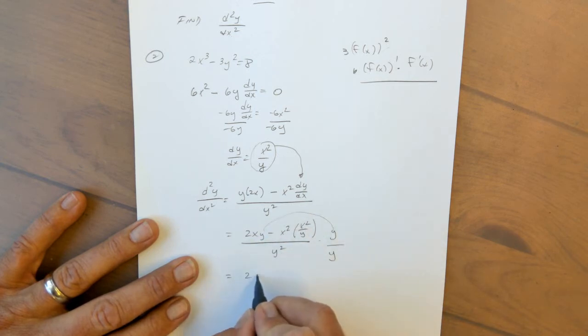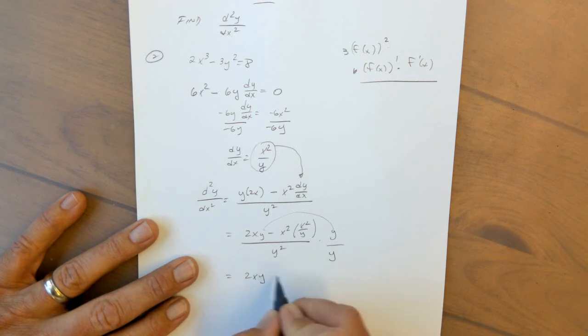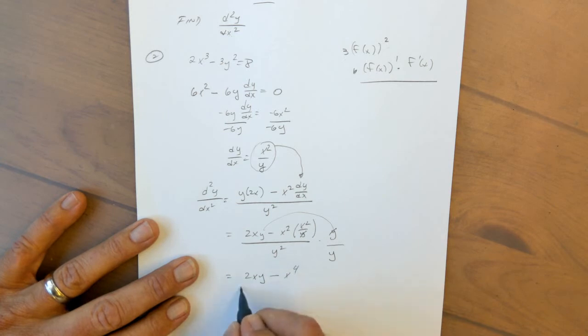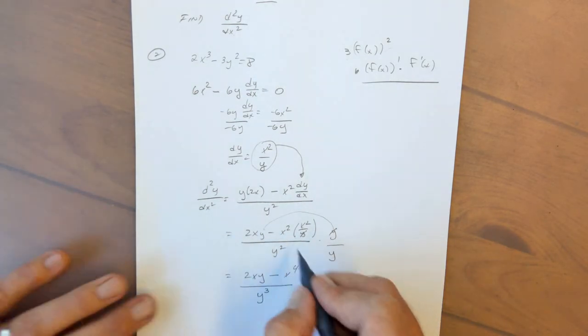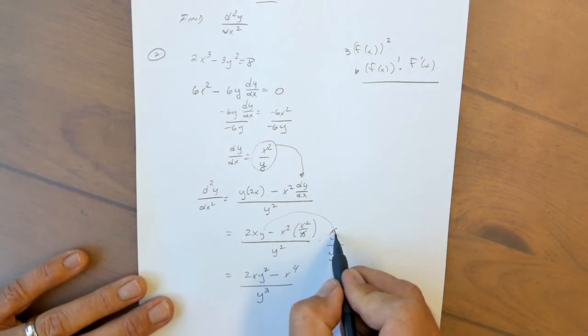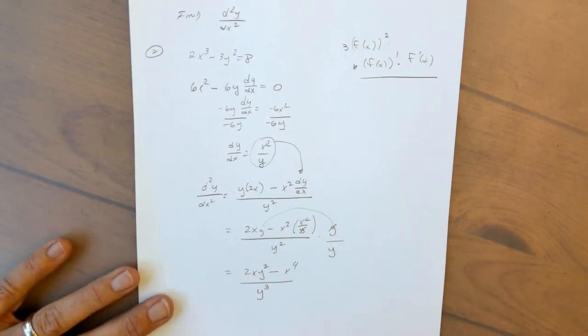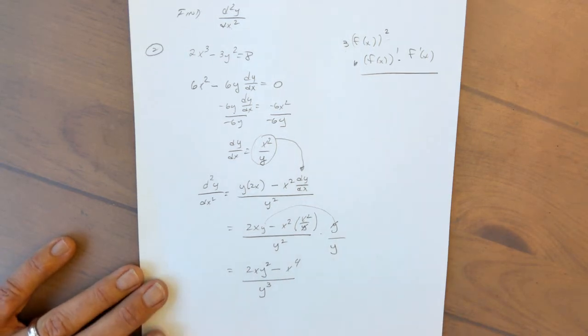So again, distributing, we get 2xy minus, the y's divide out, we get x to the fourth, and then in the denominator we end up with a y cubed. And so there is our second derivative. This should have been a y squared. My apologies, right? y times the y is y squared. So 2xy squared minus x to the fourth over y cubed.